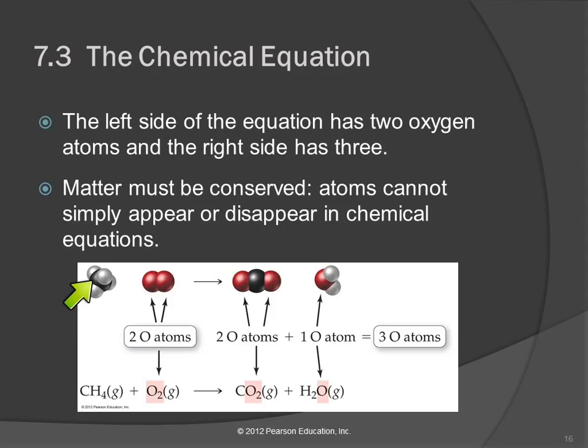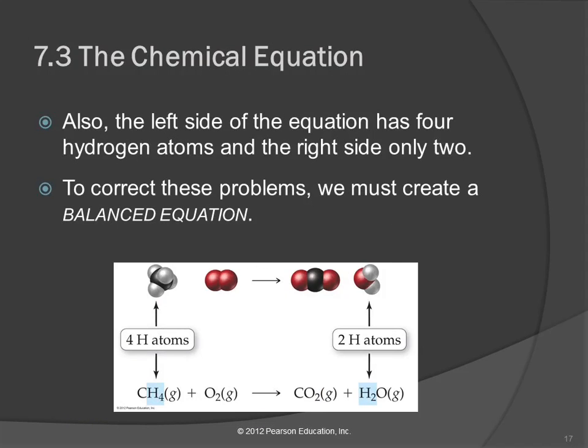Over here we've got 4 white balls, and over here we only have 2. Does that mean that 2 of those white balls just disappeared? No, it means that our equation is wrong. Our equation here is not showing us what's really going on. So we need to adjust the chemical equation.